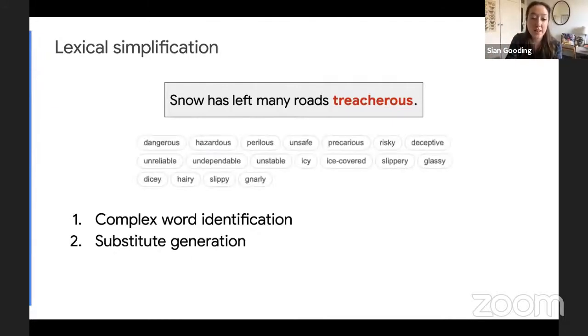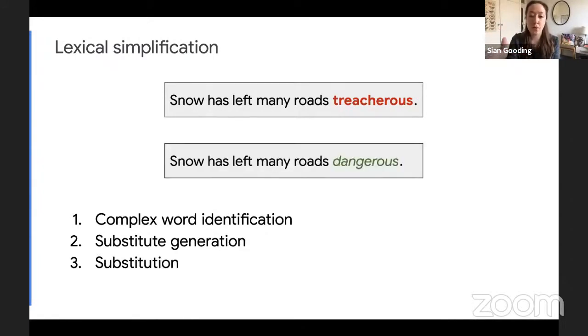And then the second step is substitute generation. So you're trying to generate substitutes, and at this point, you can either rank the substitutes or you can filter them based on a set of criteria. And once you've done this, you've found the set of substitutes that you think would be a good fit for that word. You then perform the substitution step. So you can see in this example, we've identified the complex word, we found a good substitute, and now it's been substituted and the sentence is simpler.